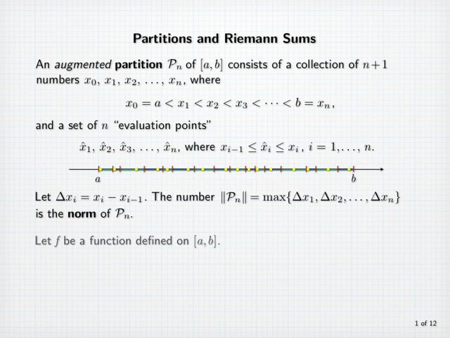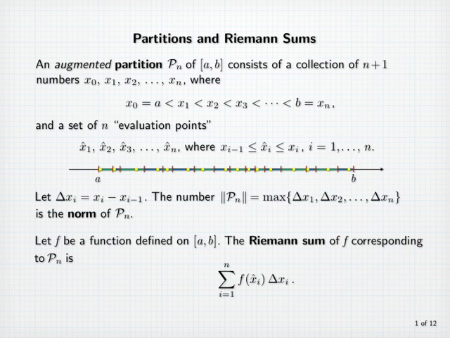Now let's let f be a function defined on AB. The Riemann sum of f corresponding to P sub n is the sum from i equals 1 to n of f of x hat sub i times delta x i. This is a sum associated with the function f and the partition P sub n, so we use the notation capital S of f and P sub n.